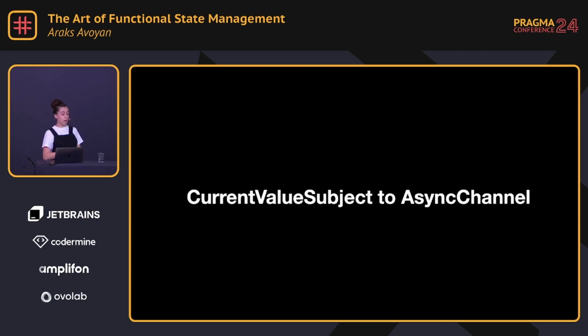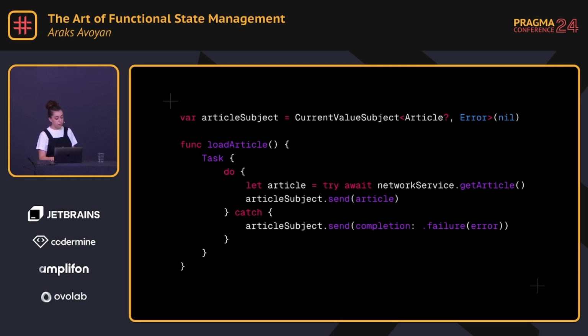AsyncChannel is a type heavily inspired by Combine subjects. It's a special type of async sequence which applies back pressure. This means it buffers values. It waits for a value to be consumed downstream before calling the next function on its iterator. Let's have a look at this example.